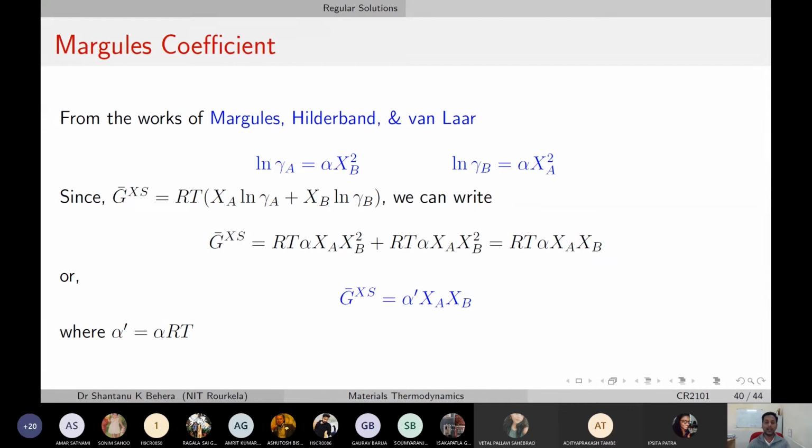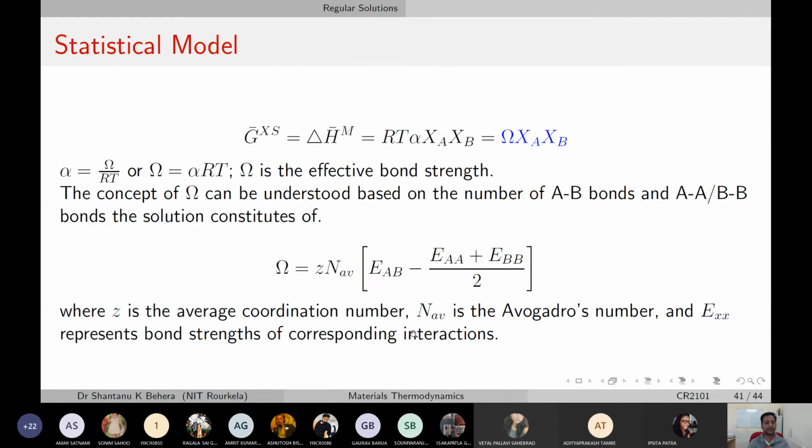But more importantly, there is an energy of interaction between AA molecules and BB molecules, and in a mixed state, a possibility of interaction between A and B molecules. If you are able to quantify these numbers, then based on the statistical model, we can make an attempt to find out this number, which is given here in this case.